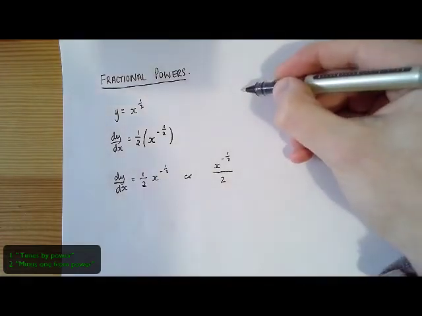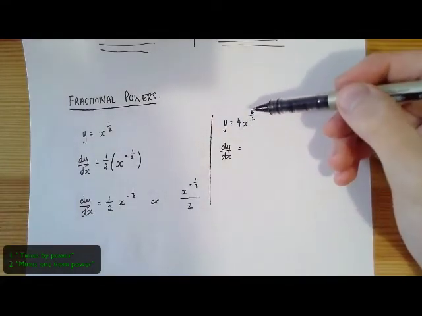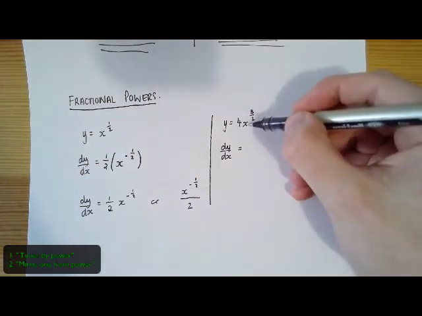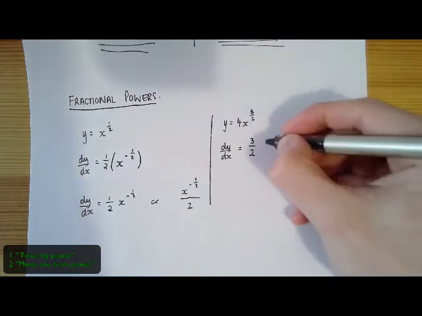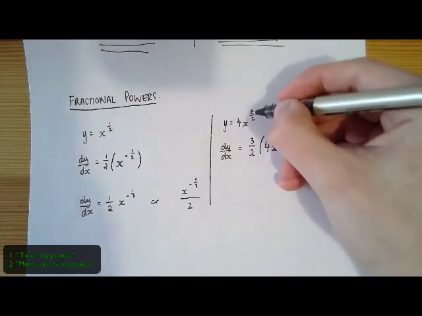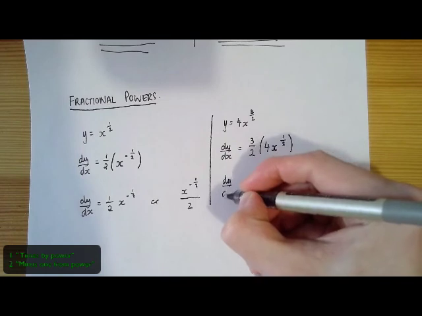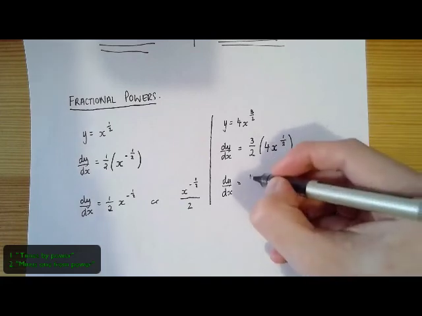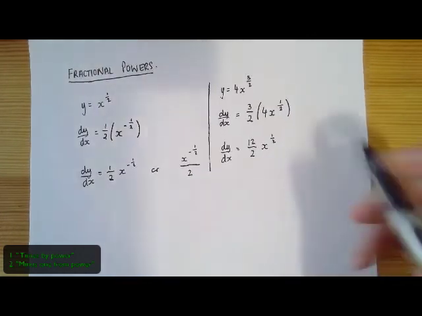Let's have a look at another example. So we've been given y equals 4x to the 3 over 2, and we want to find dy on dx. So we're going to follow the exact same procedure, bringing our power down to the front, so that we get a big 3 over 2. And then we're going to have 4x, and we're going to take 1 from our power. So 3 over 2 minus 1 is 1 over 2. And then simplifying that up as far as we can, we're going to get 3 over 2 times 4. 3 times 4 is 12, and we've still got to divide that by 2. And then adding x to the half there.